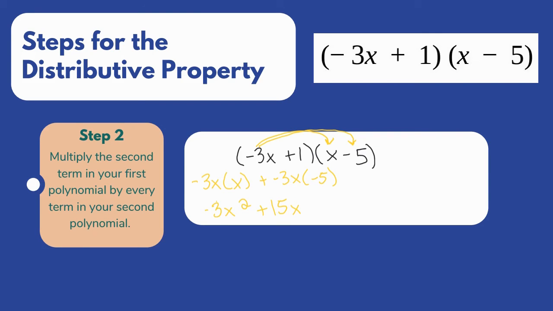Now I'm ready to move on to the second step, which says to multiply the second term in your first polynomial, so that's positive 1, by every term in your second polynomial. So we'll use the distributive property again. We'll do the same thing, but now we'll distribute 1 to x and 1 to negative 5. So I'm going to add a plus sign here and do 1 times x plus 1 times negative 5. Of course, anything times 1 is itself, so we'll say plus 1x or just x, and minus 5 because 1 times negative 5 is negative 5.